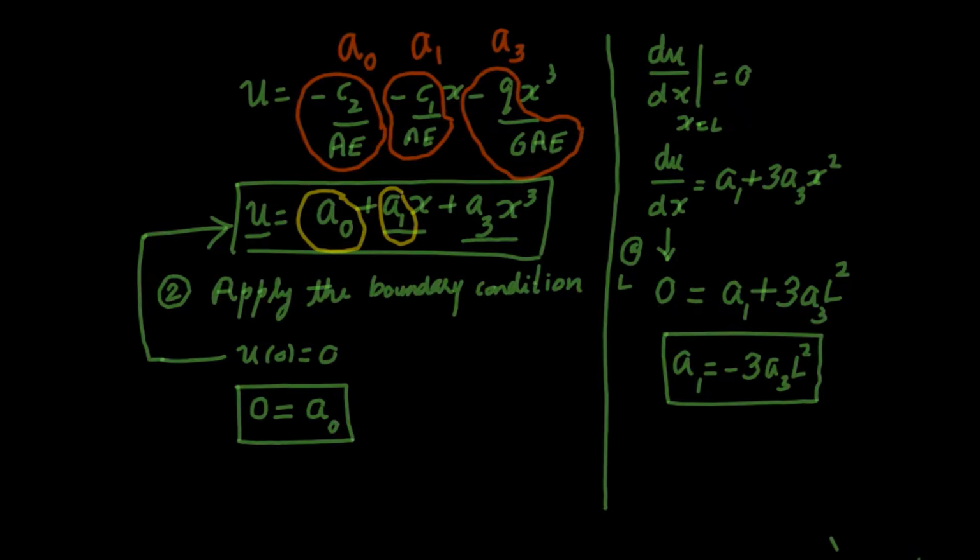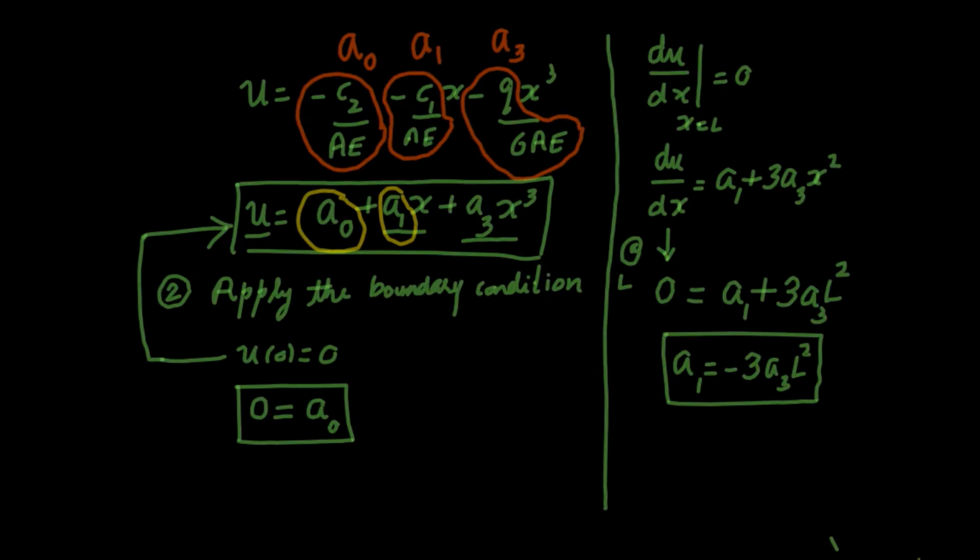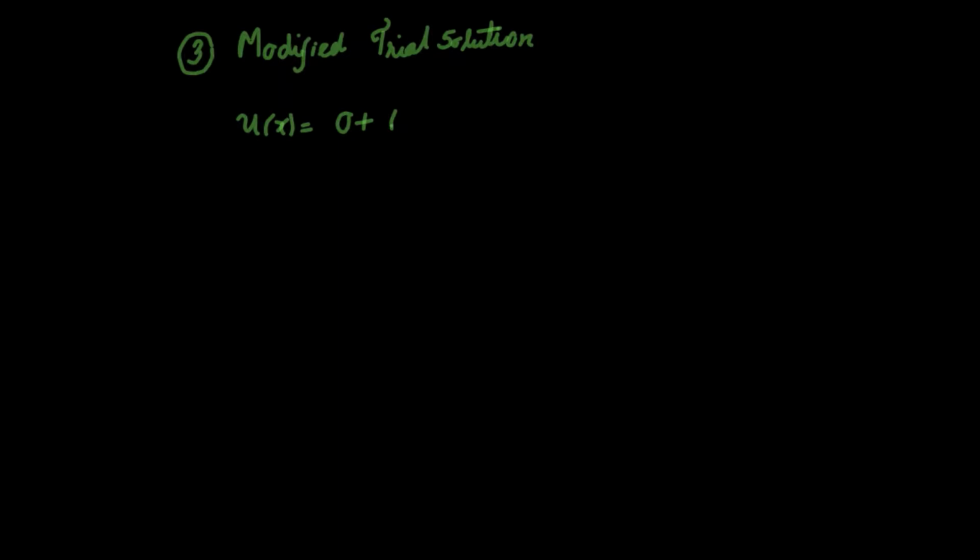So in the next step, which is step number 3, I'm going to modify the trial solution. For my convenience, I'm going to modify the trial solution. So step number 3, modified trial solution. What is the modified trial solution? u of x is equal to a0, which is 0, plus, what is the value of a1? a1 is minus 3 a3 L square.